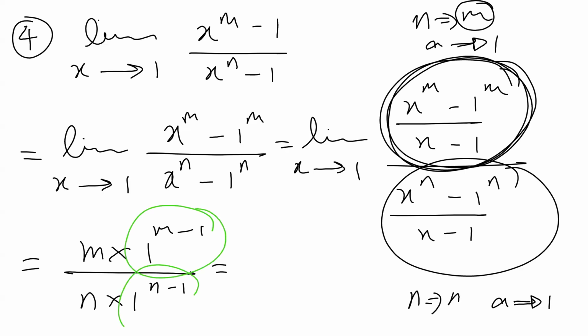Guys, what about this? 1 raised to m minus 1, 1 raised to n minus 1. So 1 raised to m minus 1 is 1. Correct. Good. Both the green colored circles are 1. So eventually, the answer is m upon n.